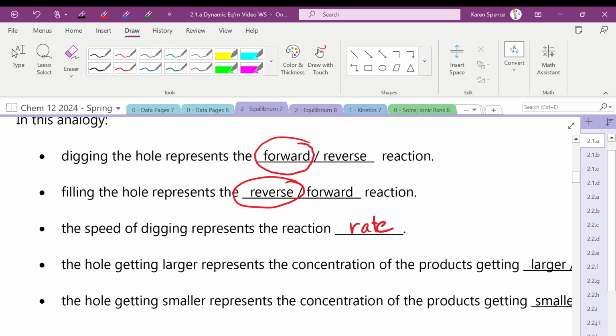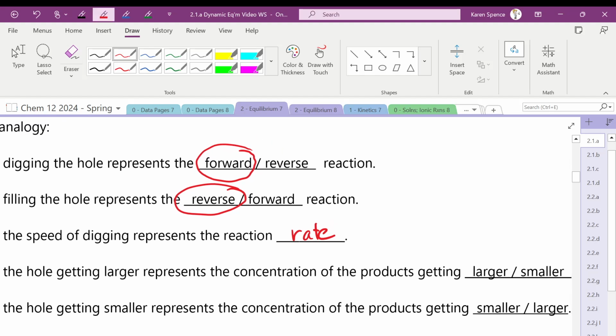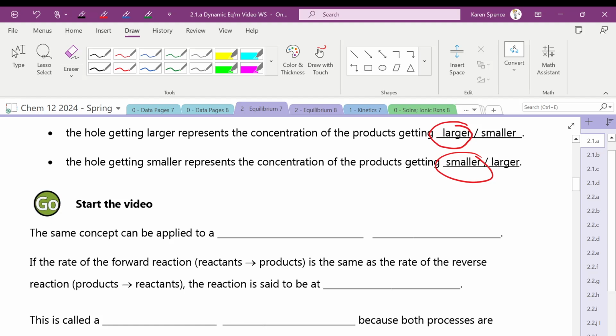The hole getting larger represents the concentration of the products getting larger, and the hole getting smaller represents the concentration of the products getting smaller. I need to redo this thing because it's not all in the right order. Anyway, it doesn't matter. All right.